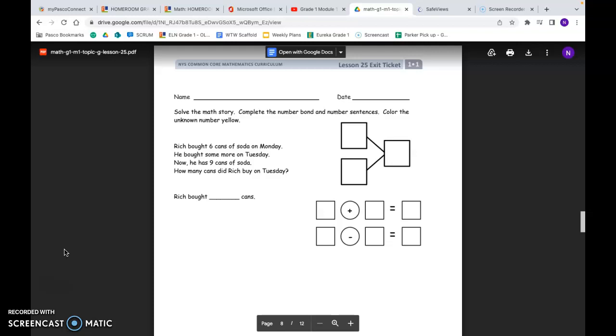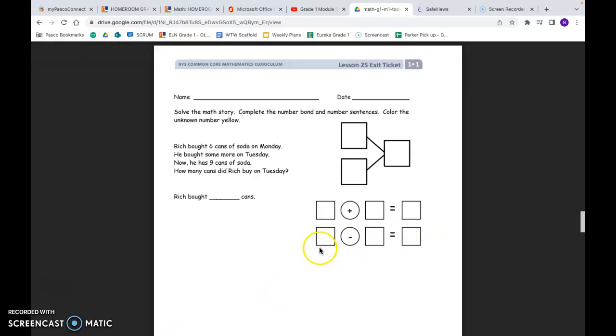So we know that in an addition number sentence, it's always part plus part equals whole. But then in a subtraction number sentence, like this one down here, we're going to have whole minus part equals part. Okay, so that's what you're going to do on this exit ticket.